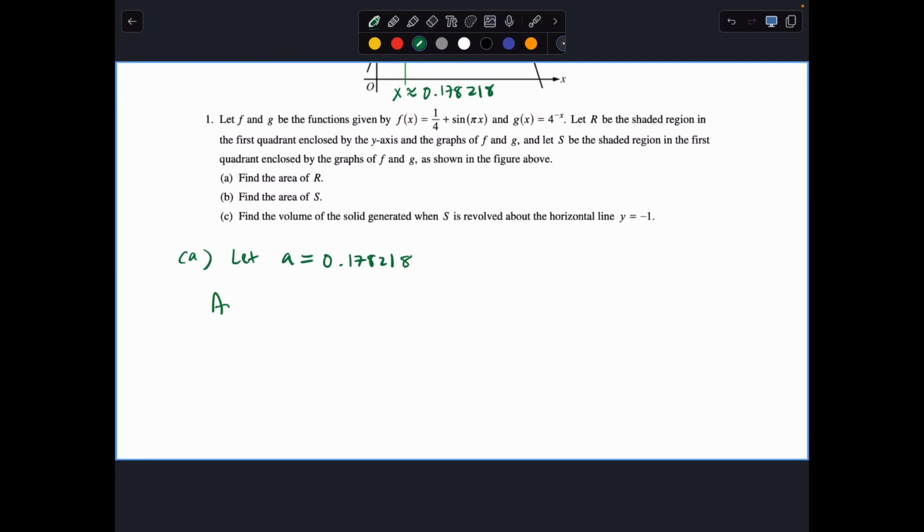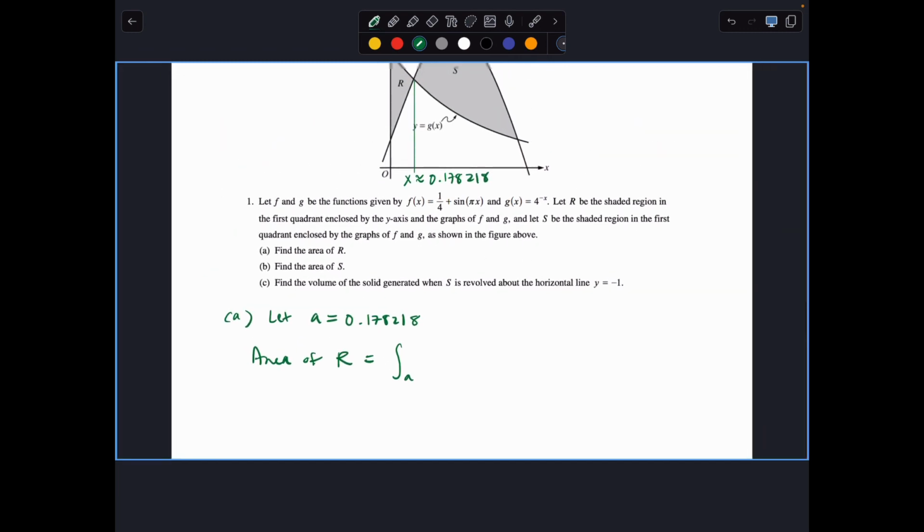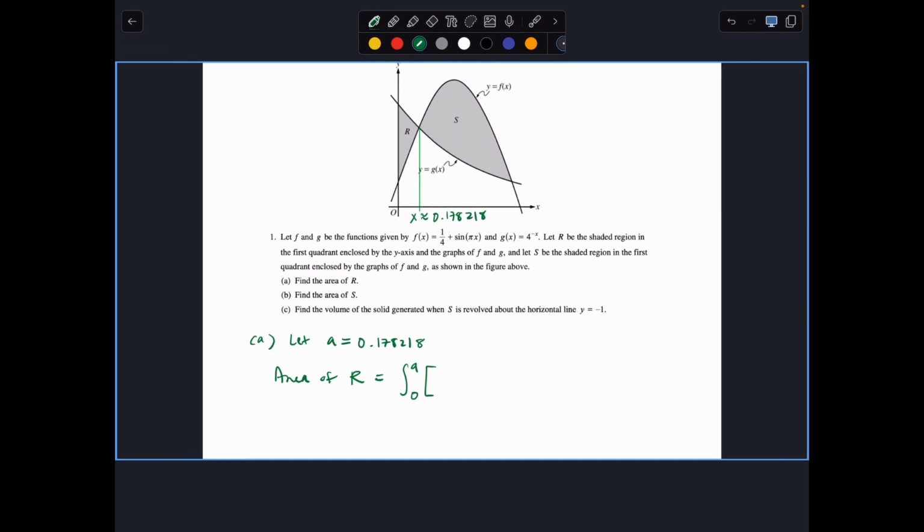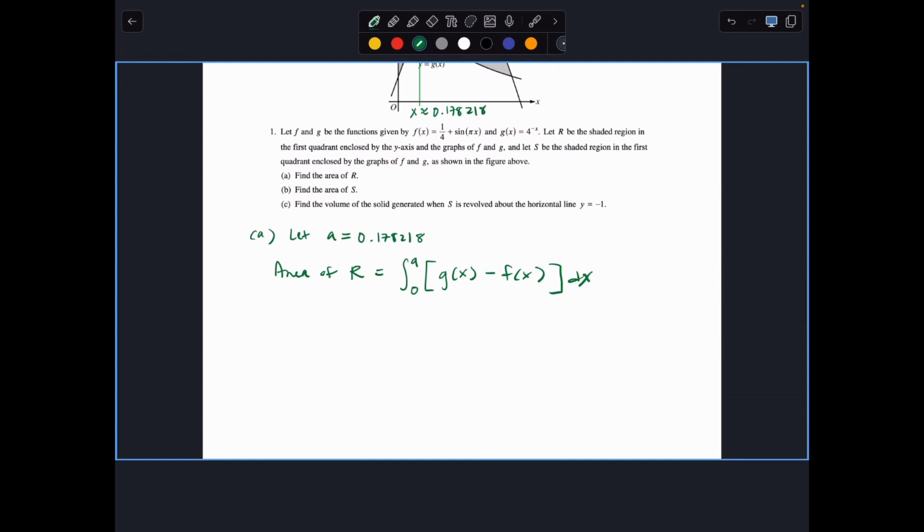But then I can say area of R would be equal to the integral from 0 to A of top function, g of x, minus bottom function, dx. No need to rewrite the integral or the integrand with the rules in it. You can. But technically, this is calculator active. You have reference to those functions. You can now just type everything into your calculator.